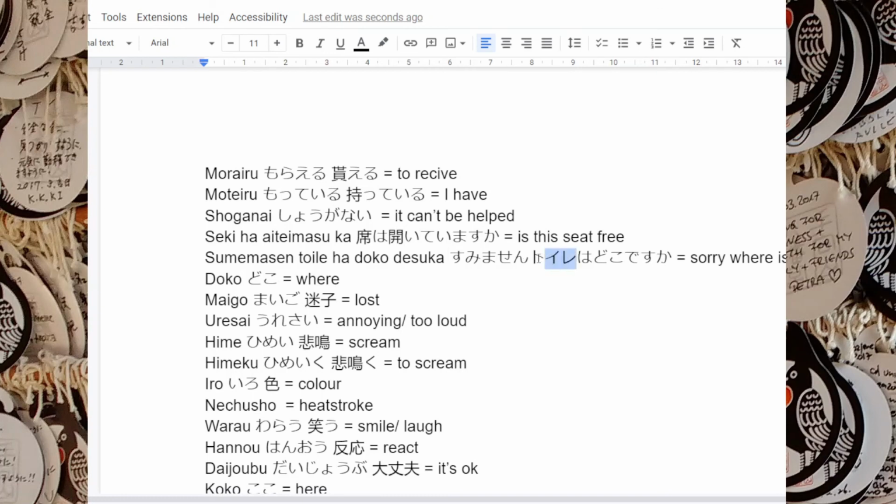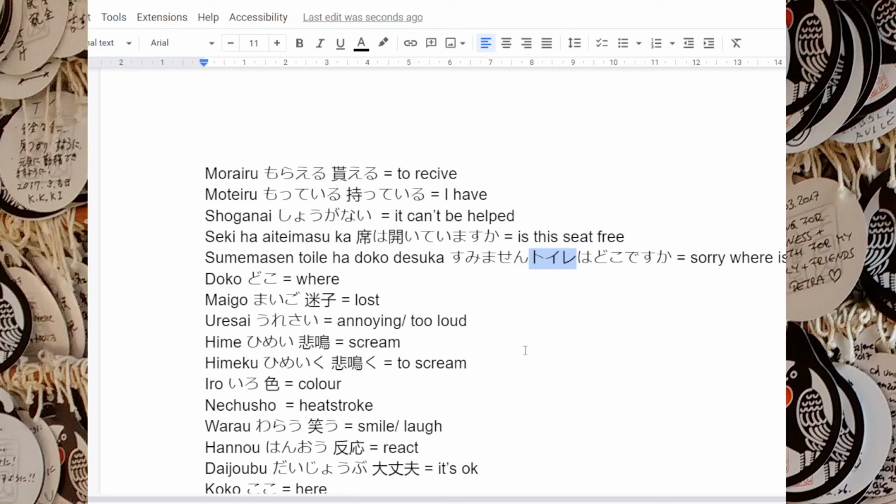See, toilet again, it's katakana, but it's not the same as English. It's toire. So try and make an L sound at the end of it, like toilet. And so toilet is toire. So you miss out the T at the end. Doko, meaning where. Maigo, something that Nagzz always is. Lost. Urusai, annoying, loud. You probably also encountered this before. Himei is to scream. Or himeku. Well, himeku is to scream. Himei is scream.